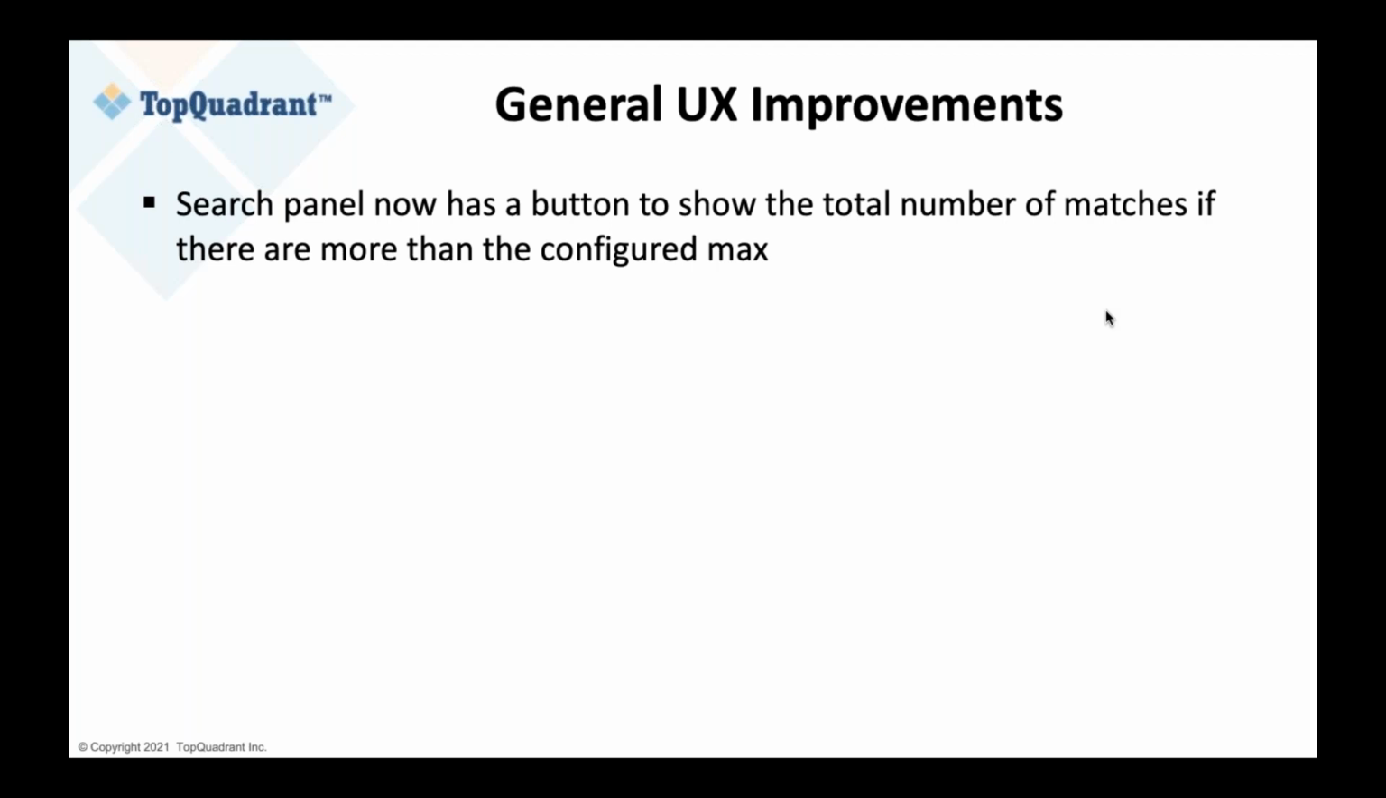So now there is an option for you to see the number of results that exist. So let's say your maximum may be 1,000, but the number of results is 1,500. This way you know how many you are not being shown.